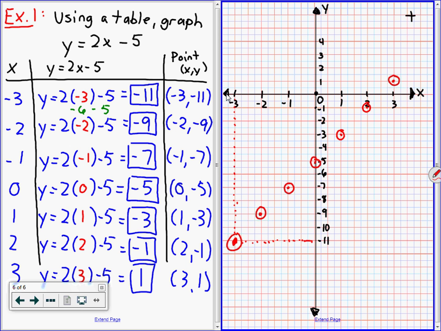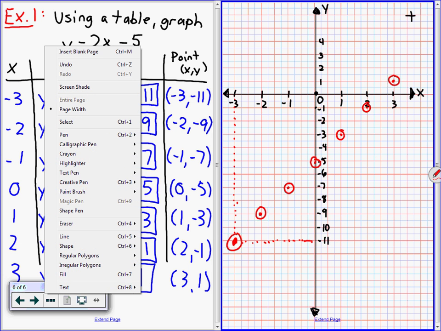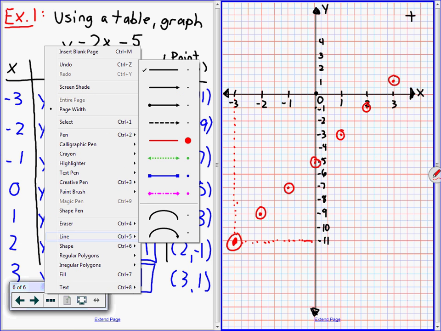This looks perfect. Okay, two things I need to do before I end it. Anybody here? What else do I need to do before I end this graph? Connect the dots. Connect the dots, of course. Connect the dots and put arrows. Line.